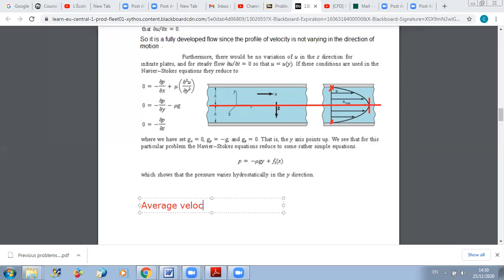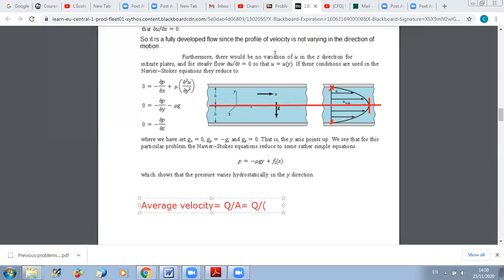Who knows? How to calculate the average velocity? What should I do? When they ask you for the average velocity, it's very simple. You just take the volumetric rate over what? Over the area. So here we have calculated together the volumetric rate for a certain flow. We should divide it by which area here?